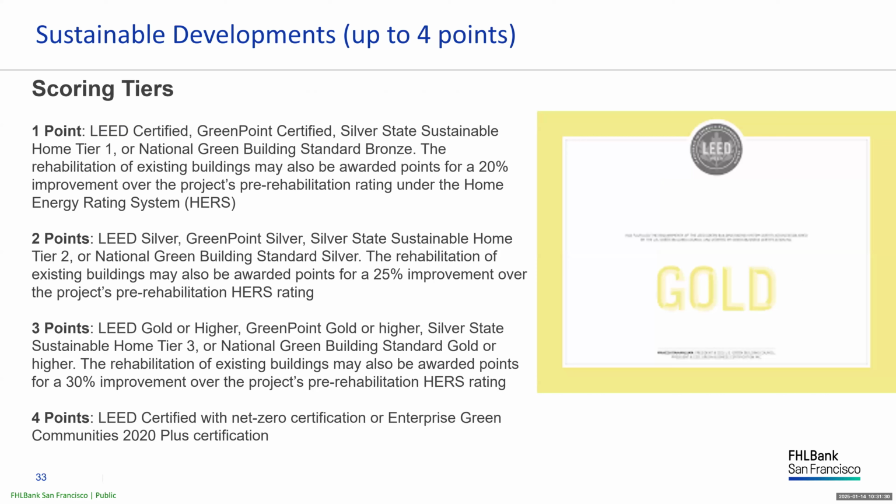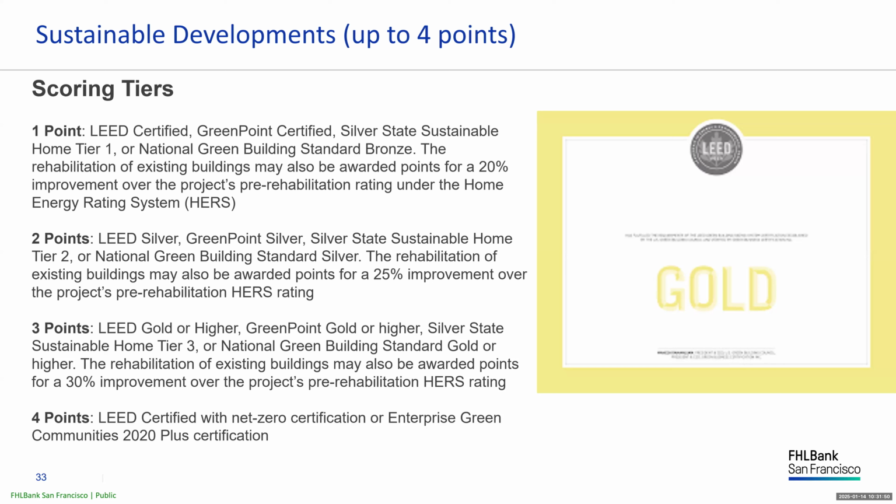Sustainable development is worth a maximum of 4 points. Points will be awarded for obtaining one of the indicated certification levels. The first level is worth 1 point. The second level is worth 2 points, and the third level is worth 3 points. The fourth level is worth 4 points for LEED or Enterprise certified projects with net zero certification.